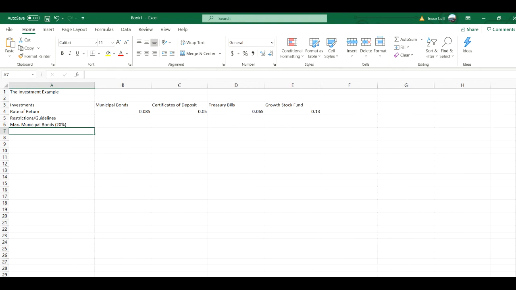So let's move on to number 4, our fourth constraint. And it says in English, to be safe, more should be invested in CDs and Treasury bills than in municipal bonds and growth stock by a ratio of 1.2 to 1. So that is a little bit unclear. Well, let's see if we can't make that more clear.